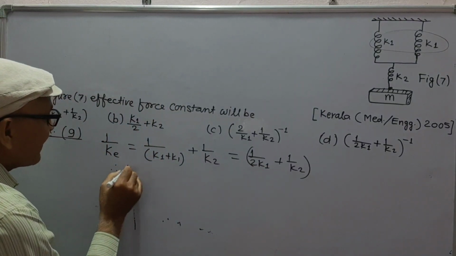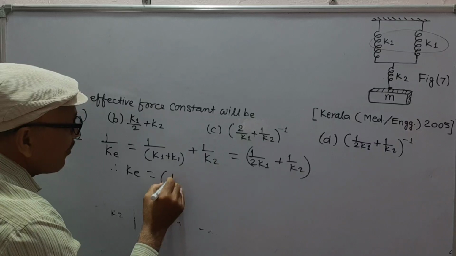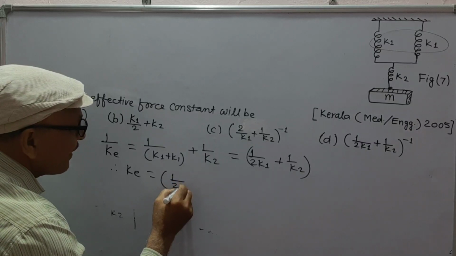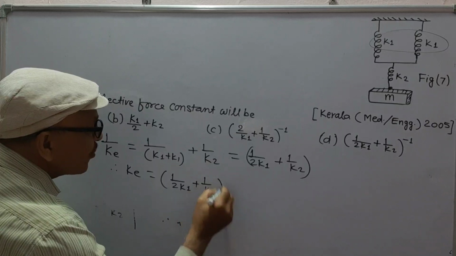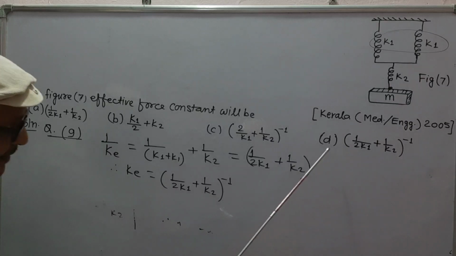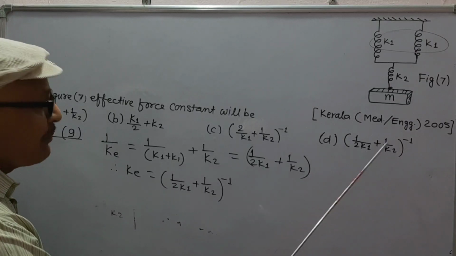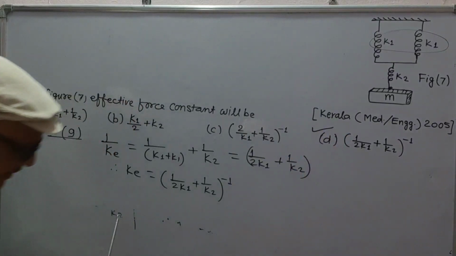Therefore, K effective will be equal to 1 upon 2 K1 plus 1 upon K2, inverse. So, the correct option will be D, 1 upon 2 K1 plus 1 upon K2 inverse.